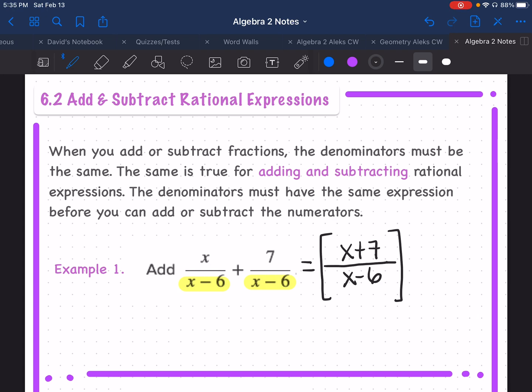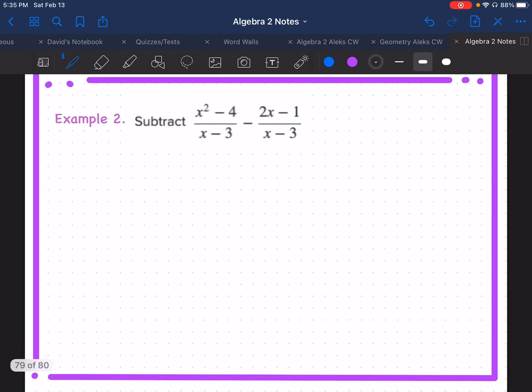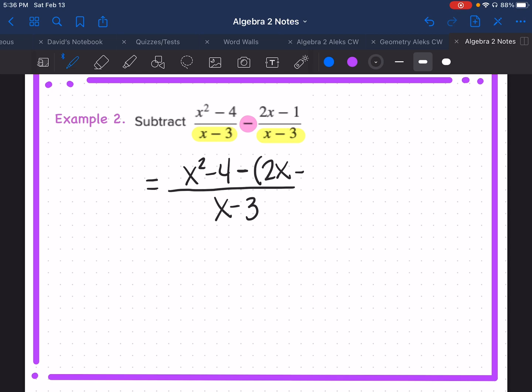Let's take a look at a subtraction problem. The same rules apply. You just need to make sure that you first look at the denominators and make sure that they are exactly the same. They are. So now I can subtract the numerators. Be careful with subtraction because you have to distribute to the second numerator. So x squared minus 4 is going to stay, but I have to remember to distribute the subtraction to my second numerator.